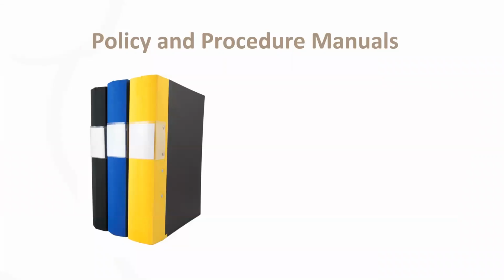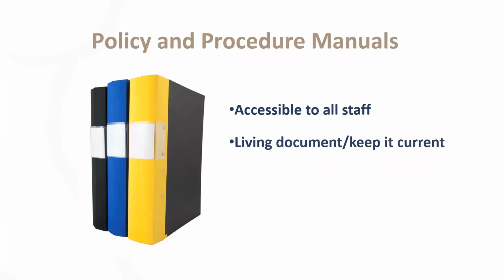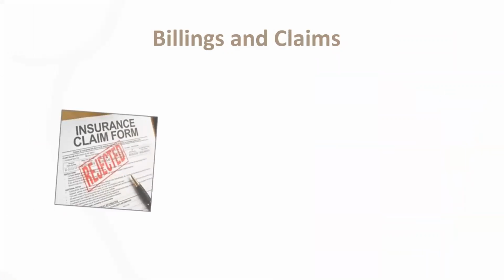We need our policy and procedure manuals. Every business has one. It needs to be accessible to all staff. It's a living and breathing document. I will tell you it needs to be reviewed at least annually, and your surveyor will check to see that it is done. We also have billings and claims.